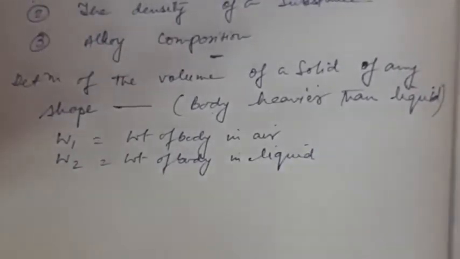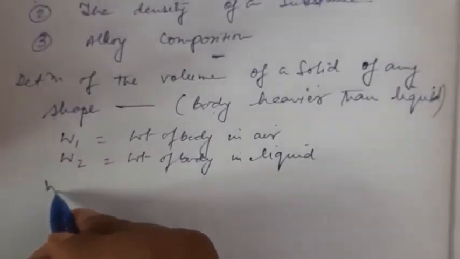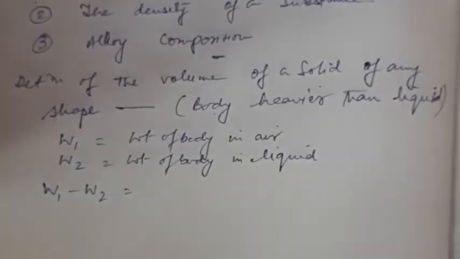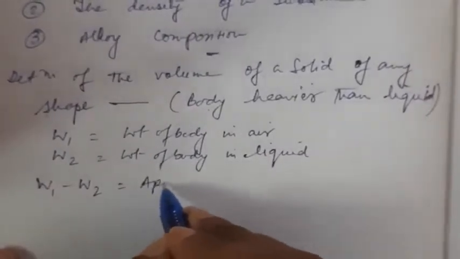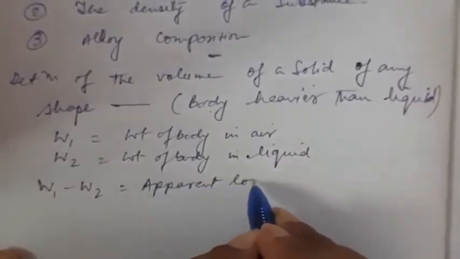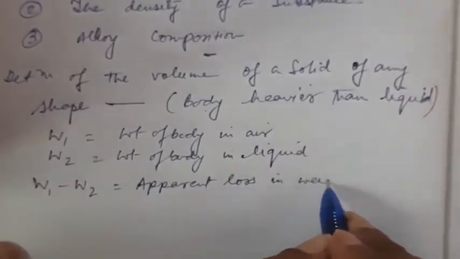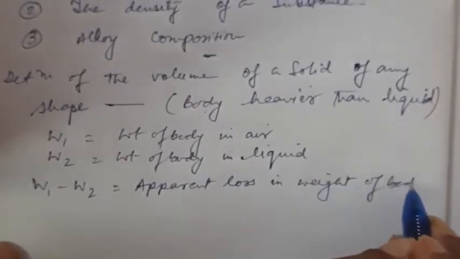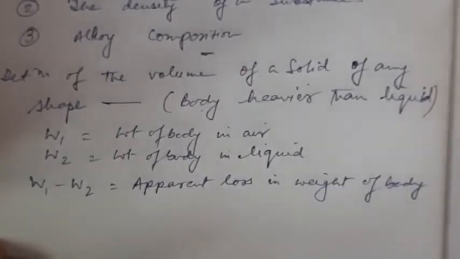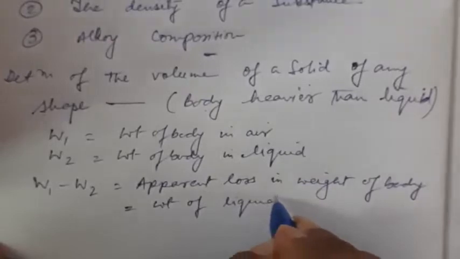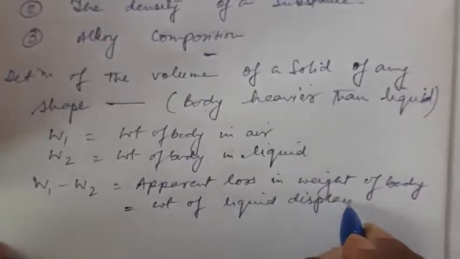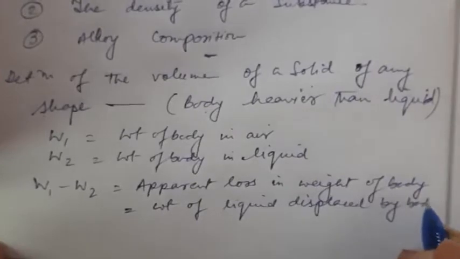W2 is the weight of the body when the body is immersed in a liquid. Now according to Archimedes principle, W1 minus W2. Now what is W1 minus W2? This is the apparent loss in the weight of the body. You can write here: apparent loss in weight of body is equal to the weight of the liquid displaced by the body.